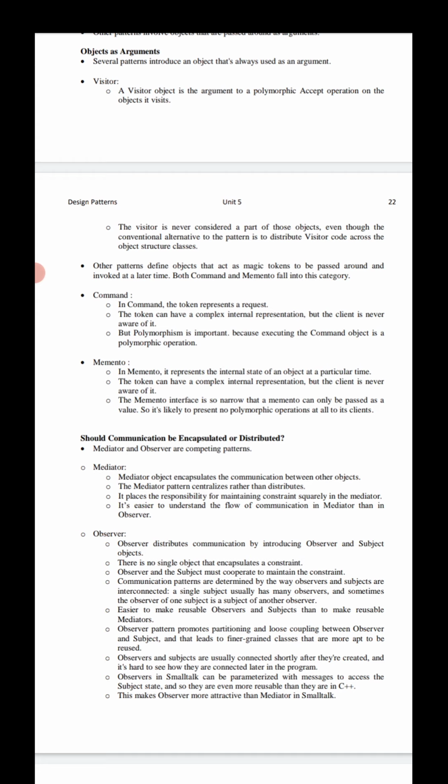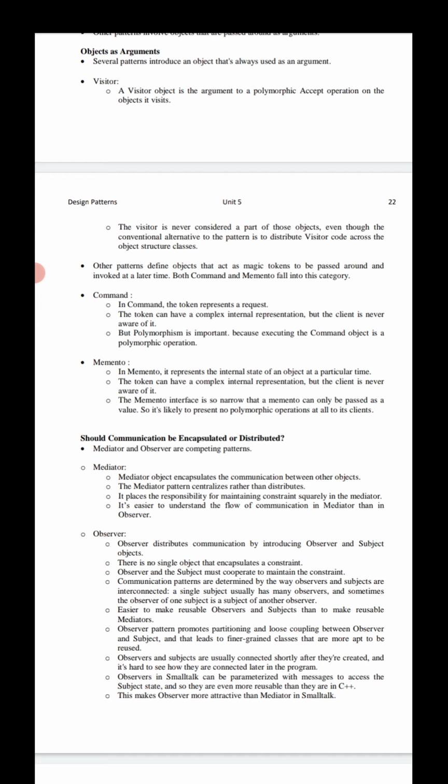But even here there are many differences. Polymorphism is an important concept in the command pattern, because here we execute the command objects, which have a polymorphic accept operation. In contrast, the memento interface is so narrow that a memento can only be passed as a value. So it is very likely to present no polymorphic operations to its clients.